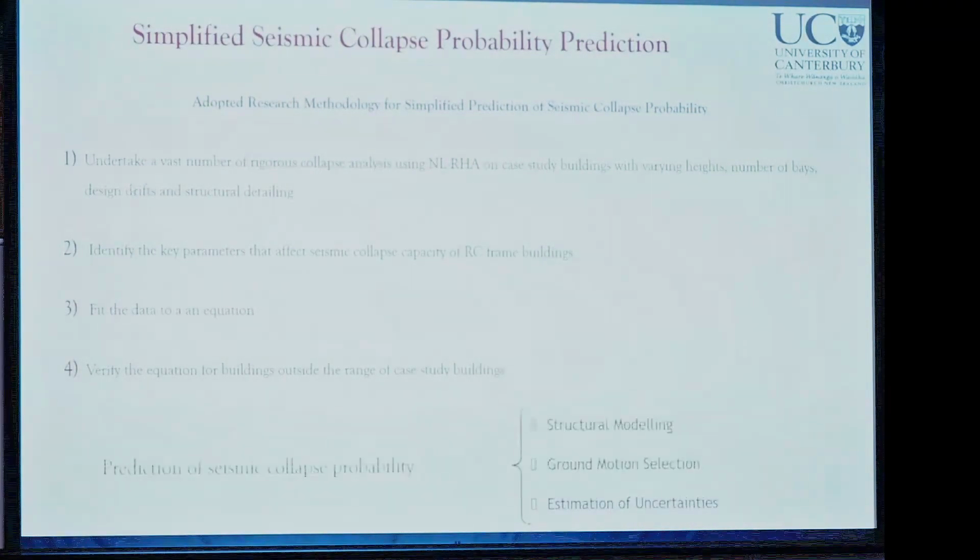So, in order to undertake rigorous collapse analysis, there are three aspects in the probability of building collapse estimation which need to be thought about. The first aspect is structural modeling, the second aspect is ground motion selection, and the third one is prediction of uncertainties. The first and the second one have been addressed and investigated in this thesis, and the last one is just outside the scope of this work.